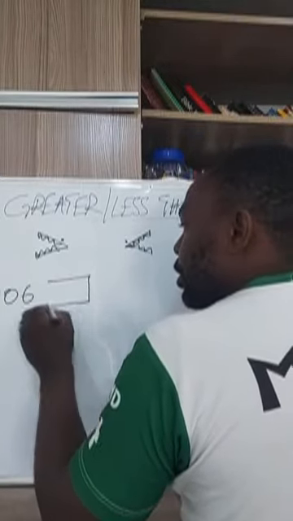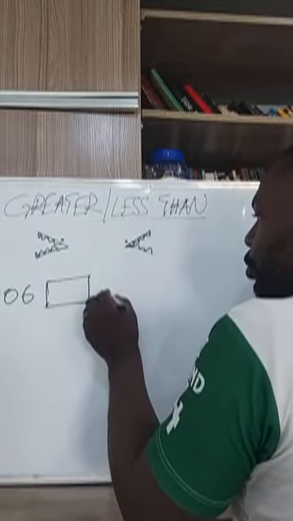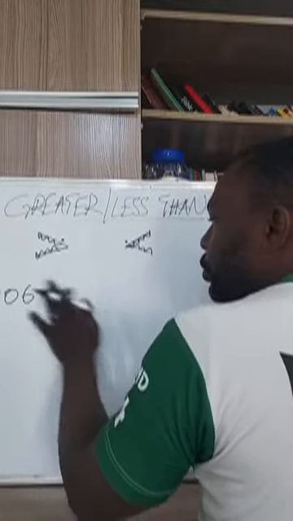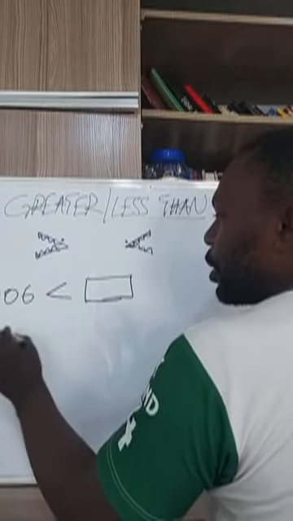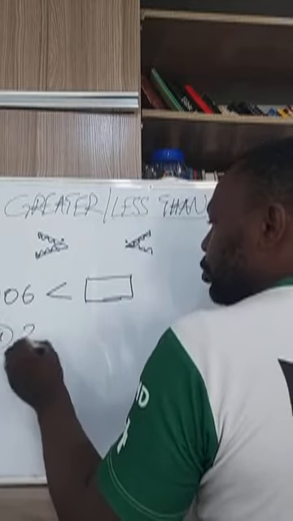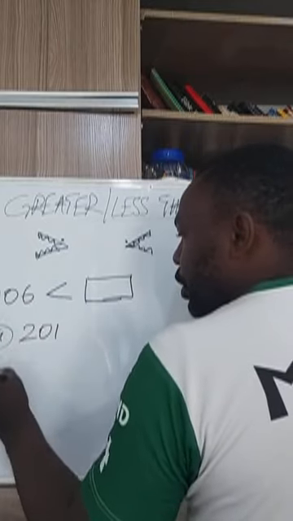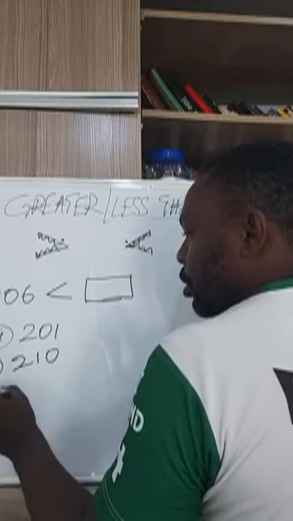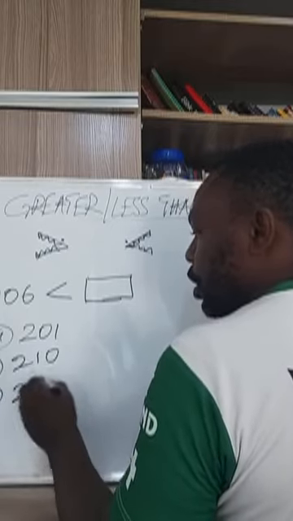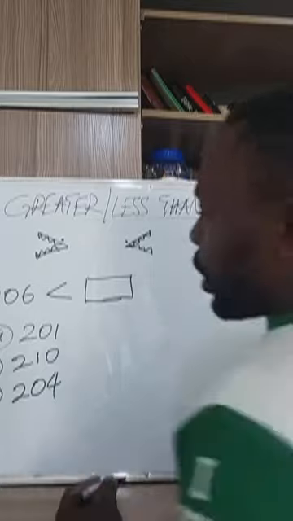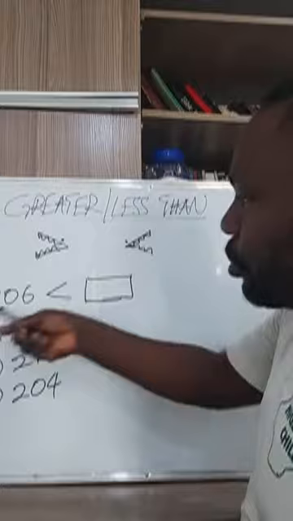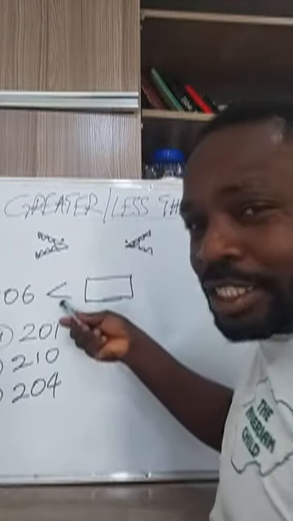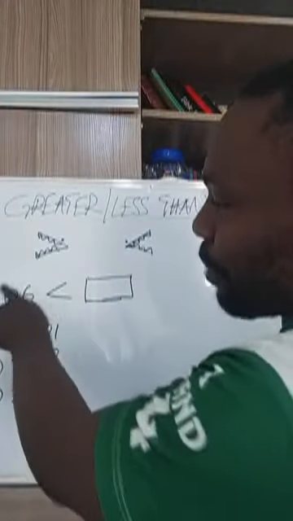206 is less than, and you don't know. Option A is 201. Option B is 210. Option C is 204. Now, 206 is, what sign is this? Remember, left-hand salute is less. So that means 206 is smaller.